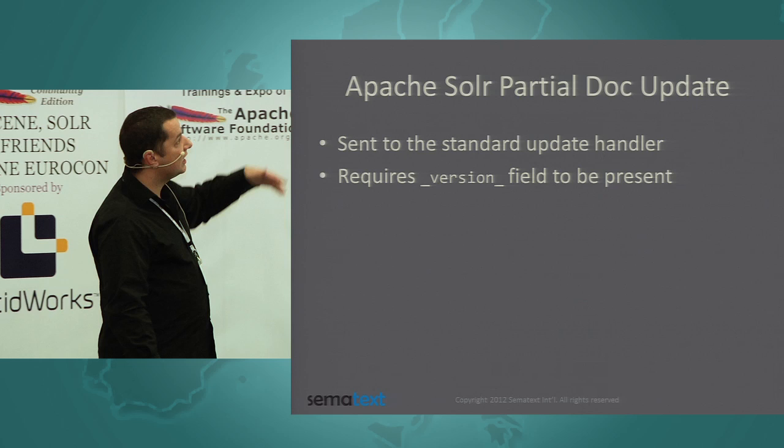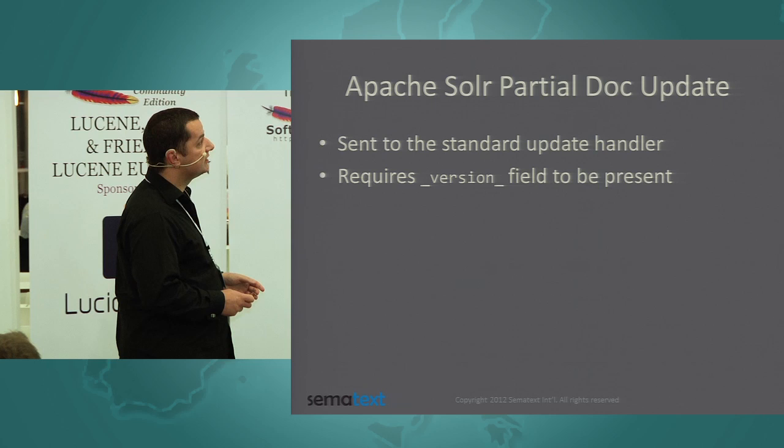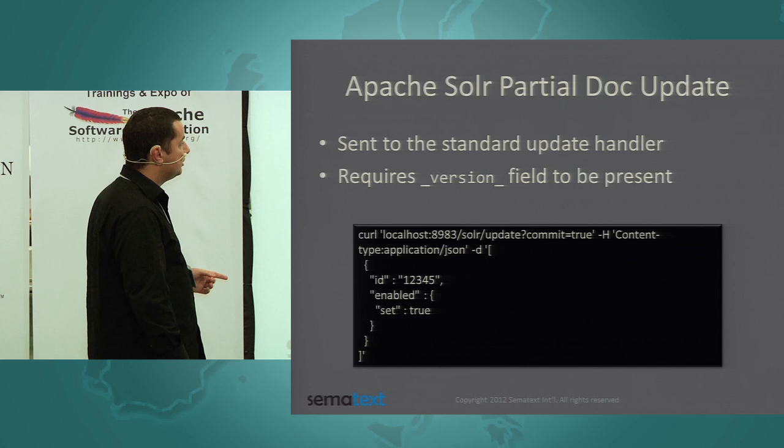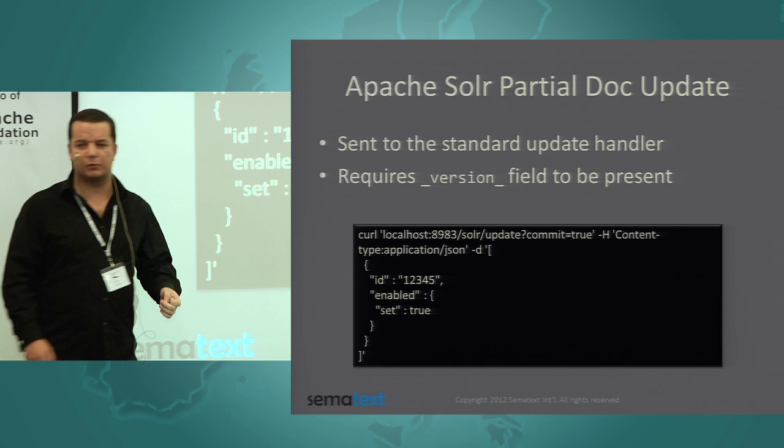In Solr, you send it to the update handler, which is very fine and great. It sees all the data. You don't have to use just JSON, CSV, and stuff like that. It requires the version, as I said, and a simple request with JSON, setting enabled true for the document with the provided ID.